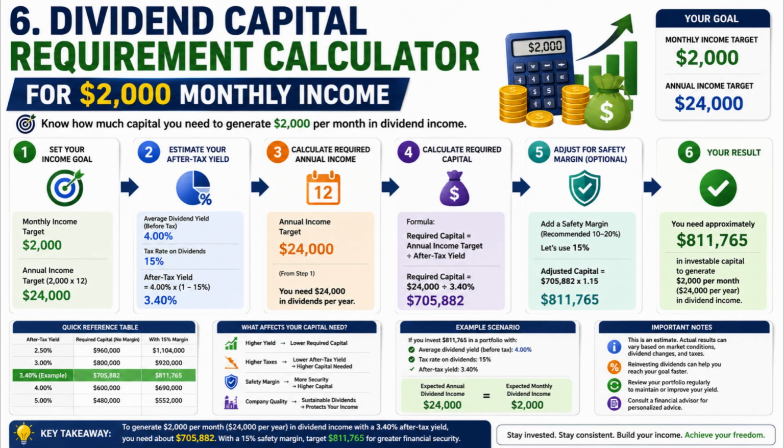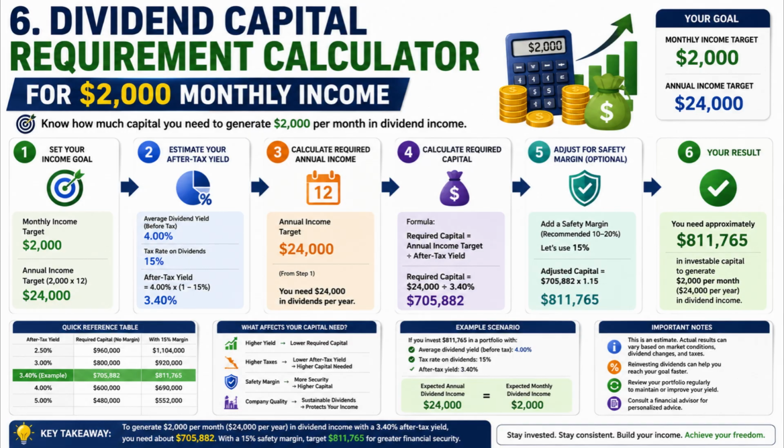After that, confirm the required annual income. Since the monthly goal is $2,000, the annual dividend target remains $24,000. This is the amount that needs to be divided by the estimated after-tax dividend yield. Then, calculate the required investment capital. The formula is required capital equals annual income target divided by after-tax dividend yield. In this example, divide $24,000 by 3.4%. The result is approximately $705,882. Therefore, based on the assumptions used in this calculation, an investor may require about $705,882 to generate $24,000 per year, or $2,000 per month, in after-tax dividend income.